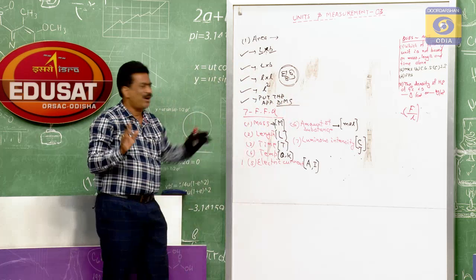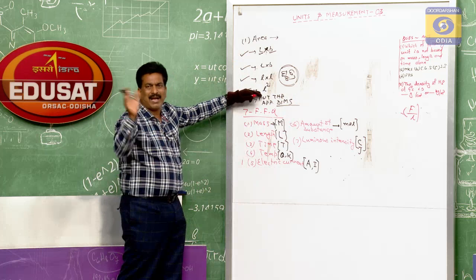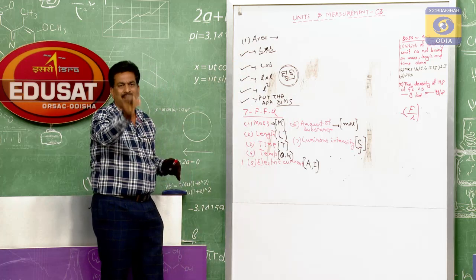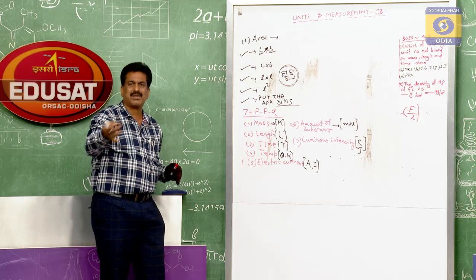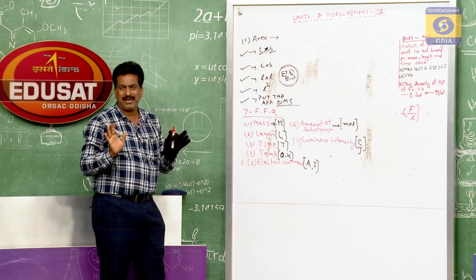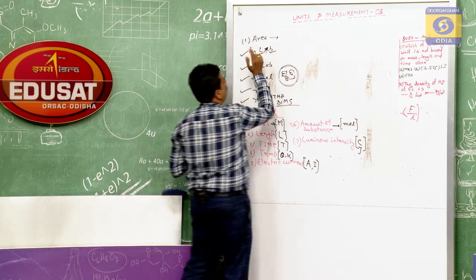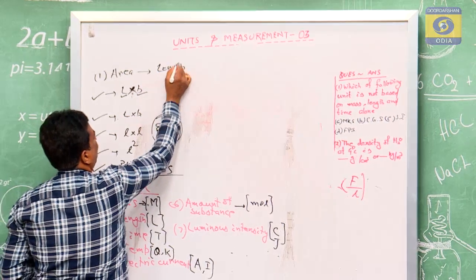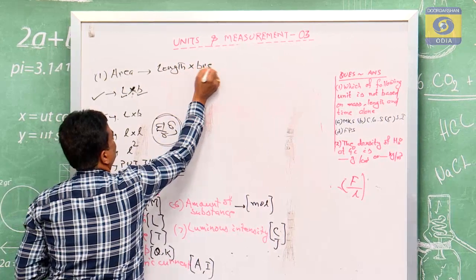Are you clear? Up to the fourth step, they are common. In the fifth step, for the unit you will write the unit, for the dimension you have to put the dimension. Clear? So, let us now go for the area. First step is the formula. So, that is length into breadth.